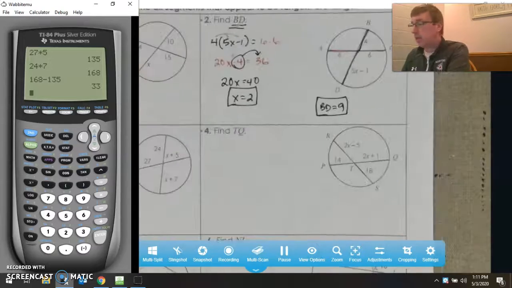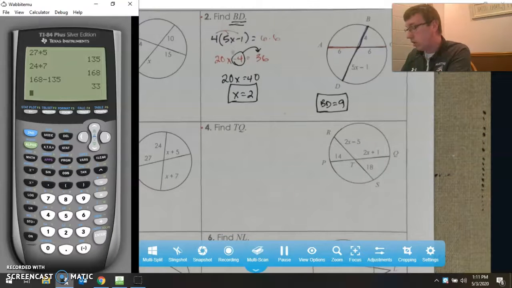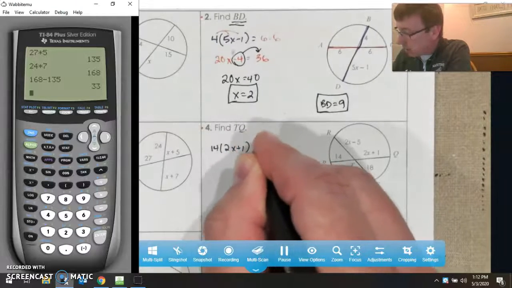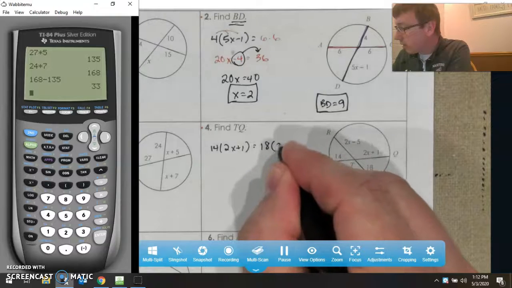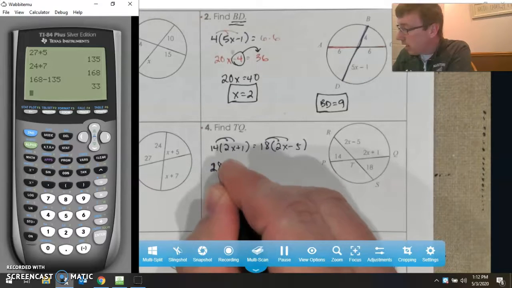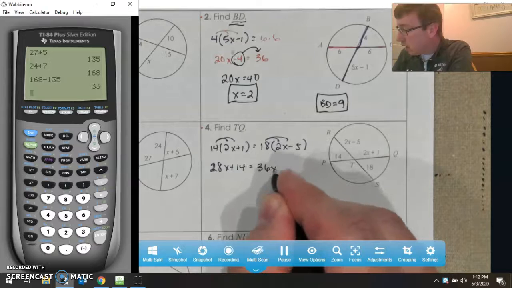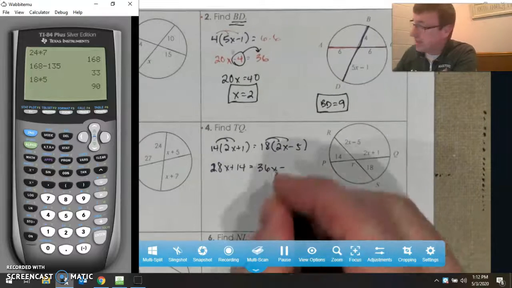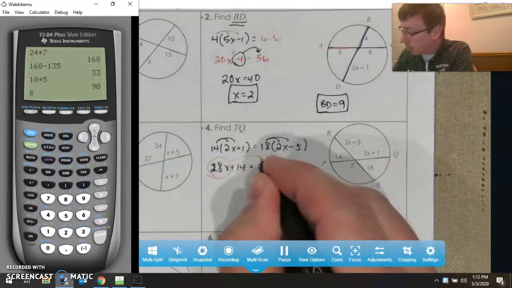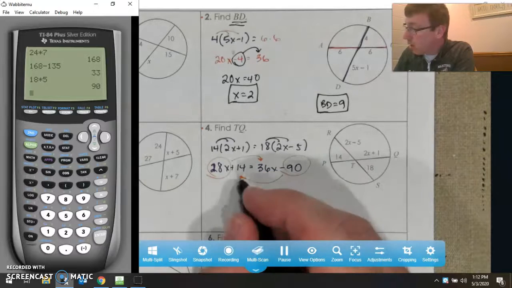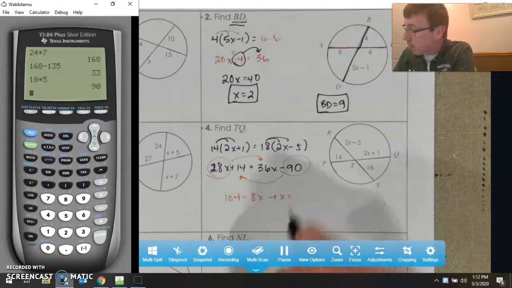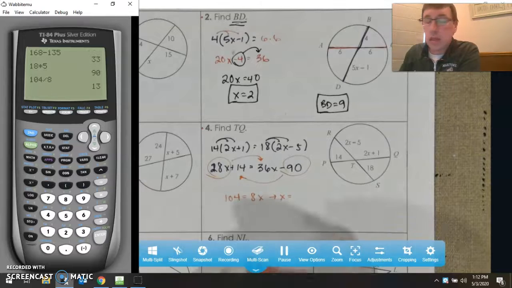Now for the last example today, nice and simple, we're going to find TQ. So for TQ, we're going to take 14 times 2x plus 1 and 18 times 2x minus 5. So distribute the 14, distribute the 18, we'll get 28x plus 14 equals 36x minus, and then 18 times 5, just to make sure, is 90. There are more x's on the right side this time because 36x is bigger than 28x. So I'm going to move this over here, which is going to move the minus 90 over here. 14 plus 90 will be 104. 36x minus 28x will be 8x. 104 divided by 8 is going to be 13.